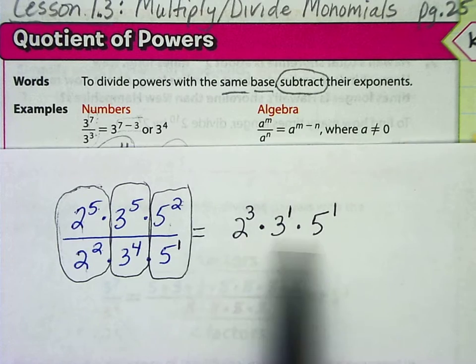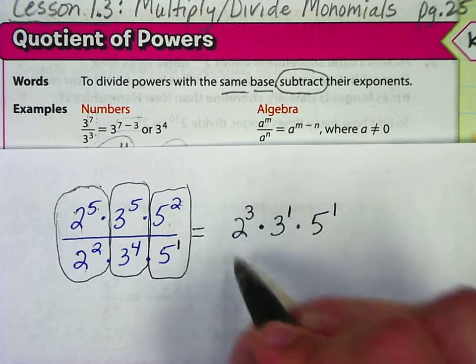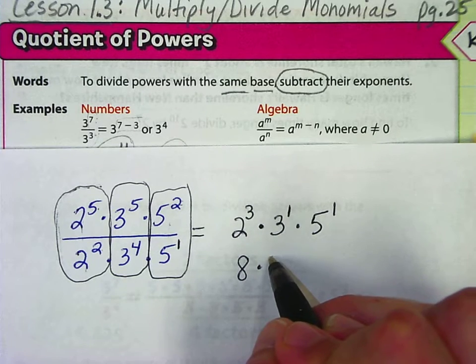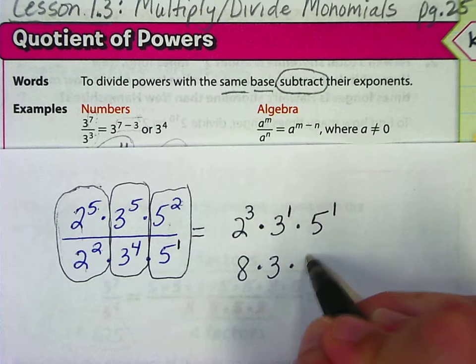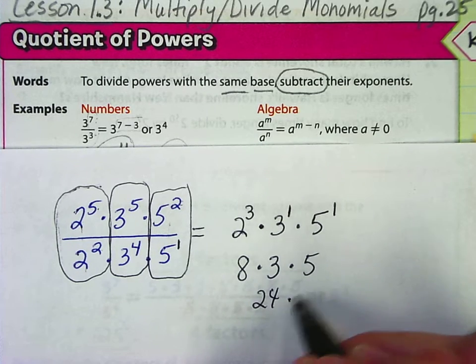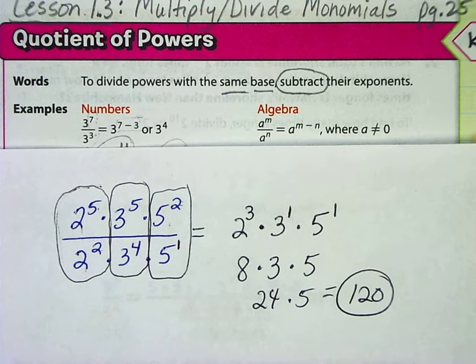And now I'm going to evaluate, I'm going to solve that. So 2 times 2 times 2, 2 three times, is 8, times 3 to the 1 is 3, times 5 to the 1 is just 5. So 8 times 3 is 24, times 5, 120 would be my final answer.